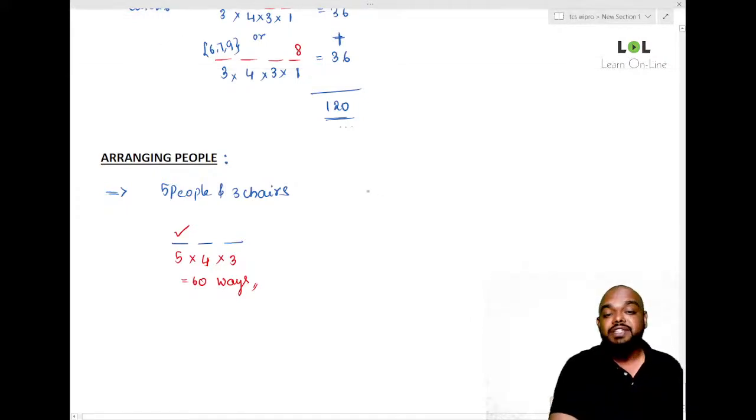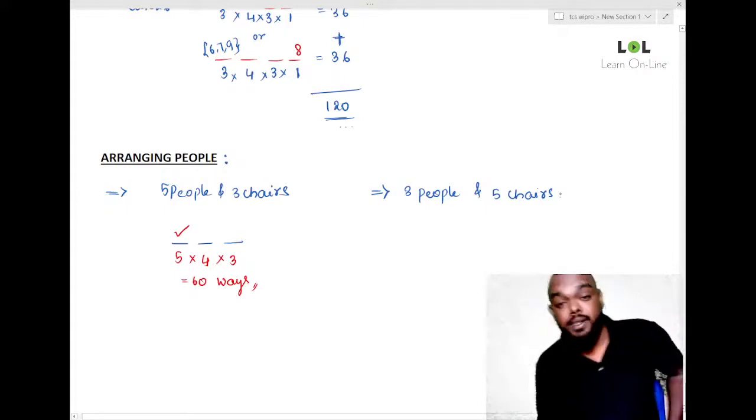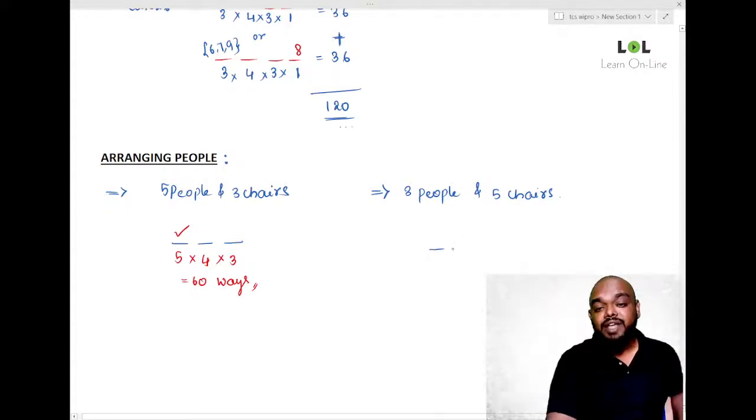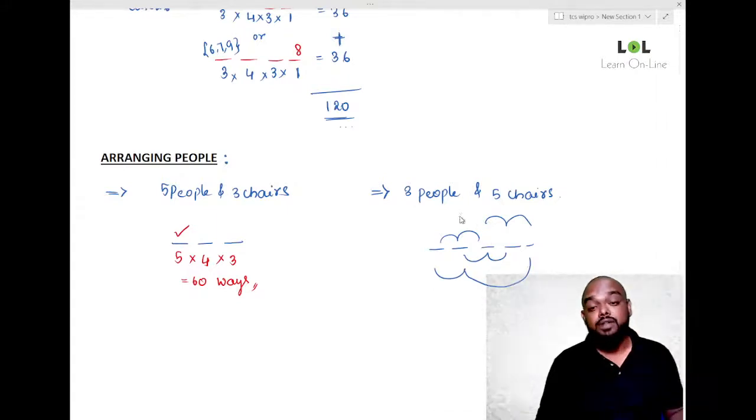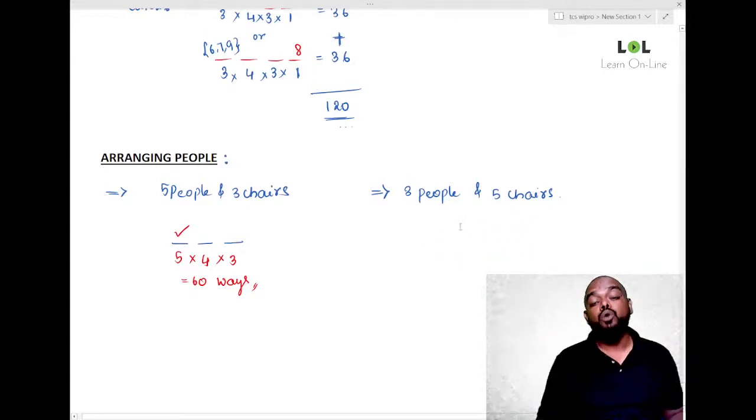Now, suppose I change the question in this way: how many ways can we arrange 3 people in 5 chairs? A different version of a similar question. Observe carefully. Now you cannot take 5 chairs here because there are only 3 people. Either you can fill these 3 chairs, or these 3, or these 3, or these 2 and this. So we do not know that. This is not possible. How do we look at this problem?